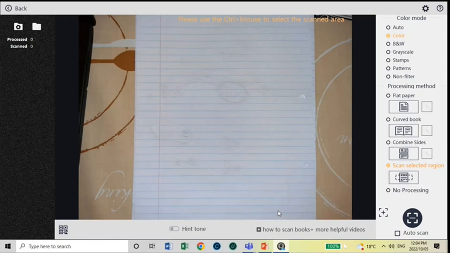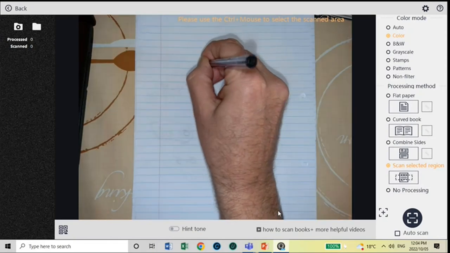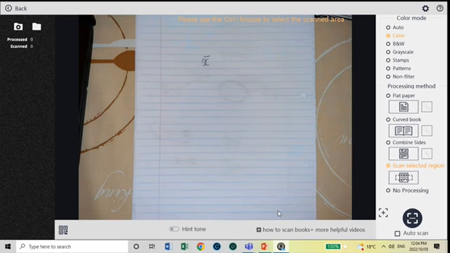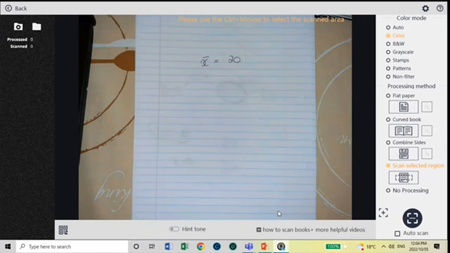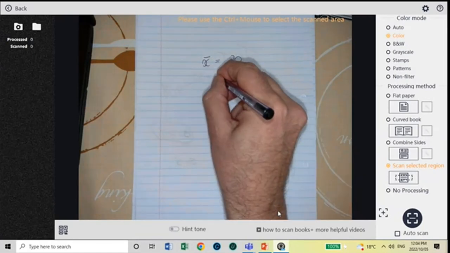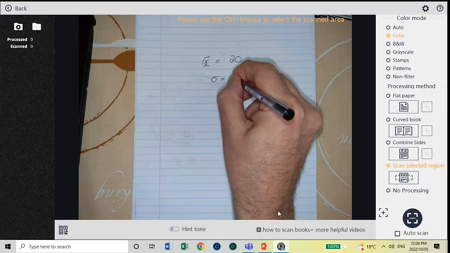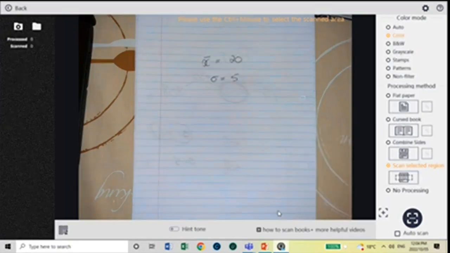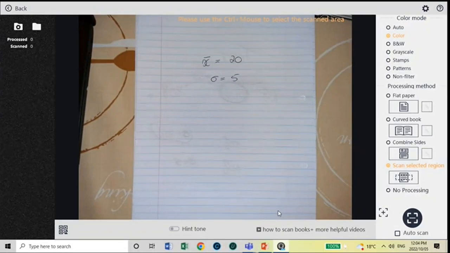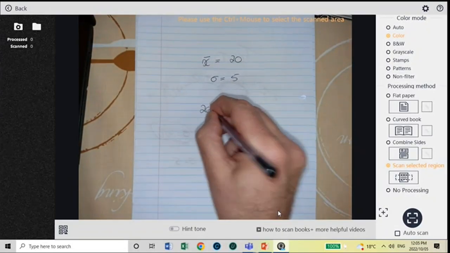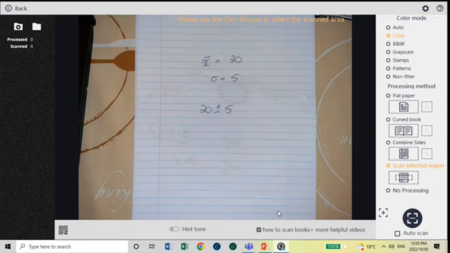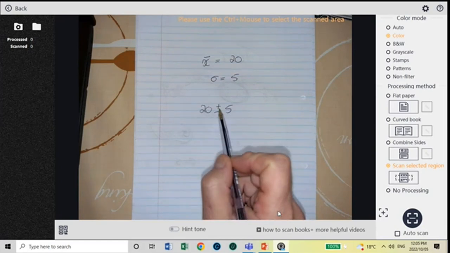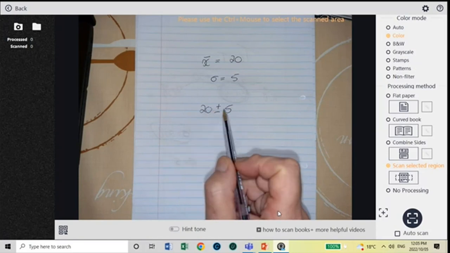So let's say your mean for something is 20. And let's say the standard deviation is 5. Then one normally would say it's 20 plus minus 5, which means that's 5 above the mean or 5 below the mean. Can you see? It's 5 above the mean or 5 below the mean. So that's 1 standard deviation.